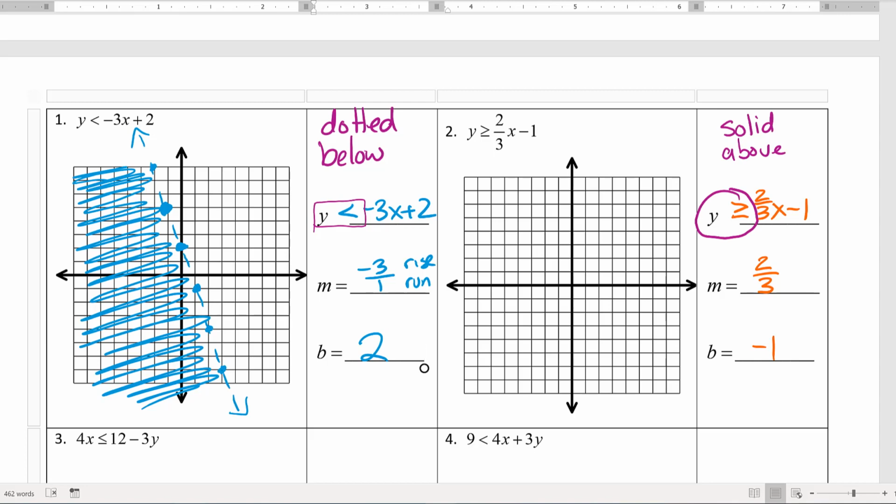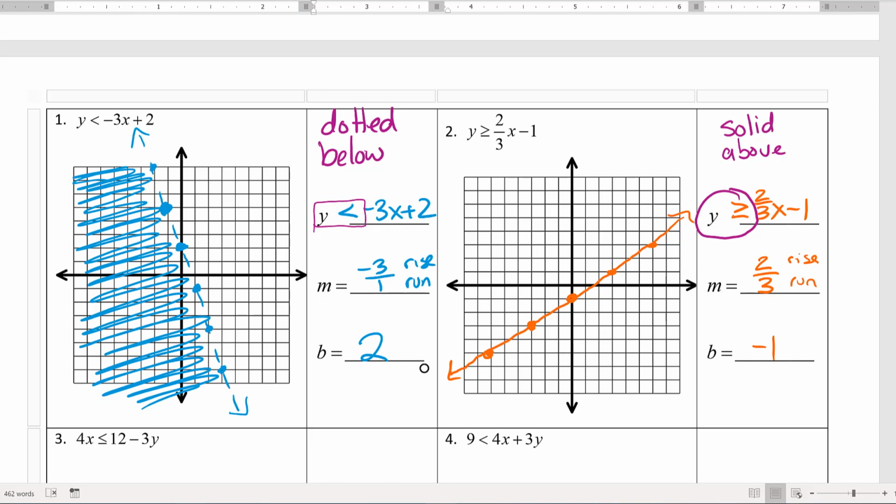So I'm going to go ahead and graph my b, which is at -1. That's my y-intercept. Then I'm going to use my slope, which is my rise over my run. I'm going to rise 2 and run 3. I could also rise a -2 and run a -3, so that's down 2 and left 3. That also gets me points. I'm going to connect this with a solid line, and then I've already decided I'm shading above.